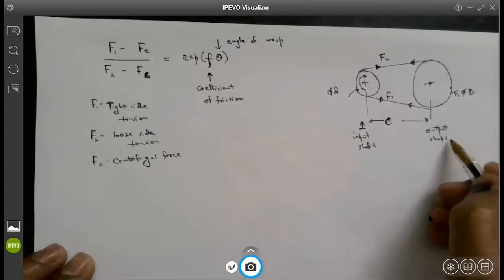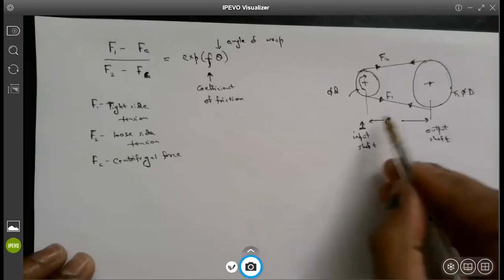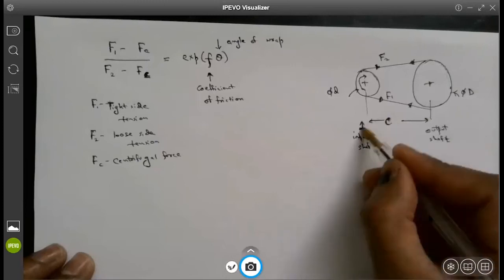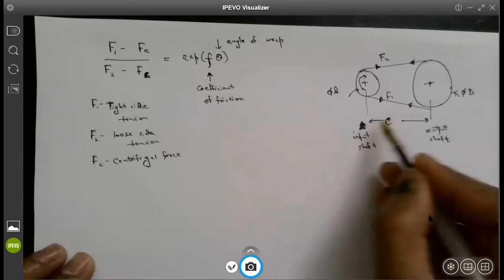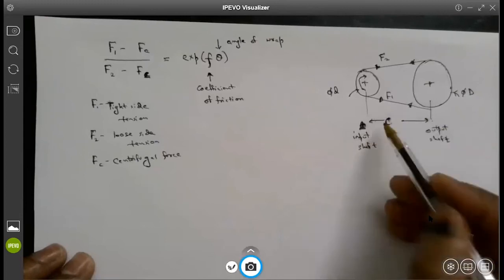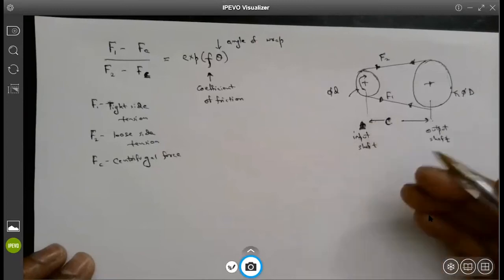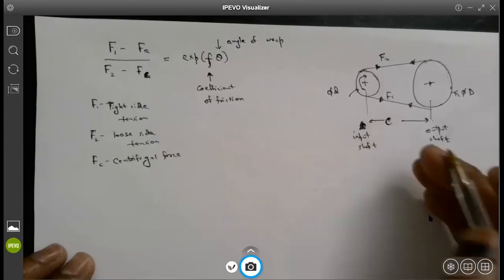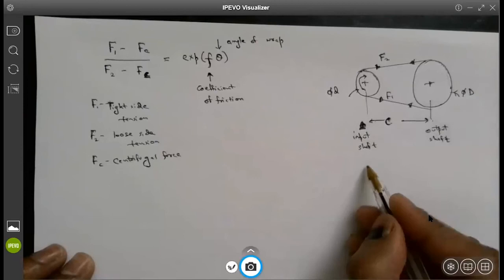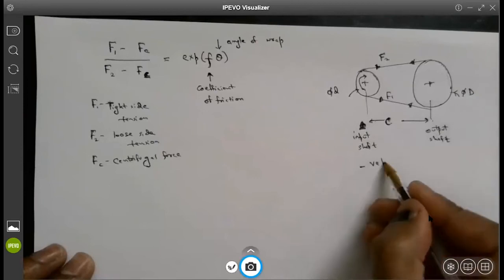So if you know the location of the input and output shaft, and that there has to be certain constraints, that they need to be separated by certain distances, then how do you move forward with designing a belt drive for that? The first thing you have to find out is what velocity ratio you need.